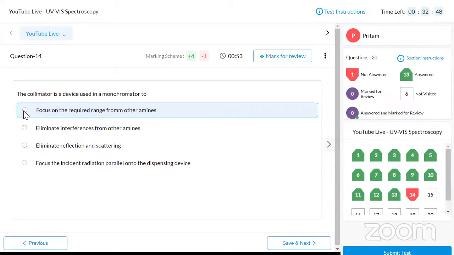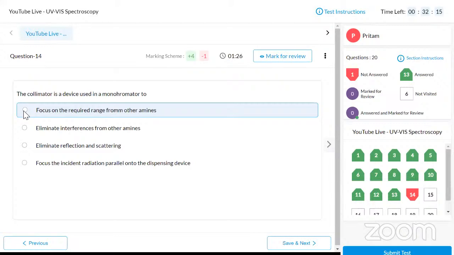Option B, if it is not focusing, it will neither eliminate any interferences which are coming from other amines, because it is not exclusive to the analysis of amines itself. So option B is also not your answer. And option C, it will eliminate reflection and scattering, which is also incorrect. Why? Because it cannot eliminate reflection and scattering, because the sole purpose of a collimator is to focus the incident radiation onto your sample so that the incident light passes through your sample and then the absorbance can be detected.